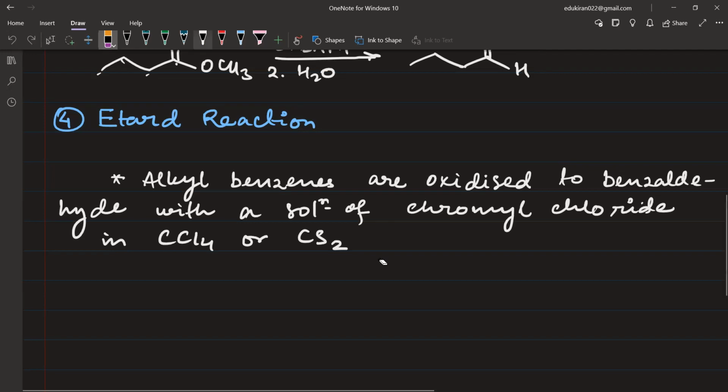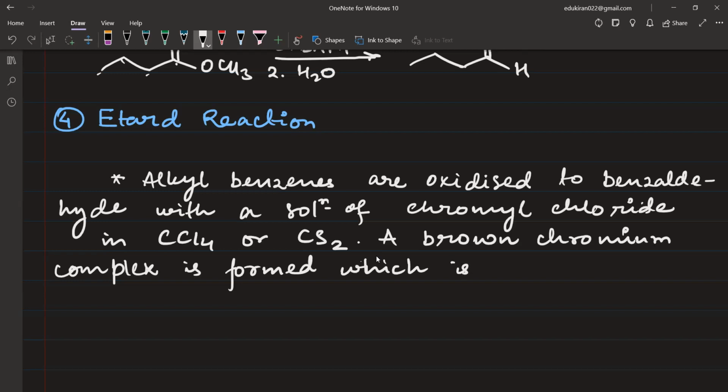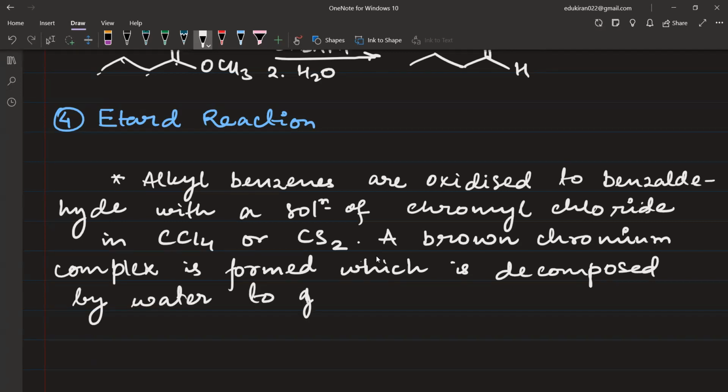So please write a brown, sorry, first of all, what will happen? A brown chromium complex is formed, which is decomposed by water to give benzaldehyde.